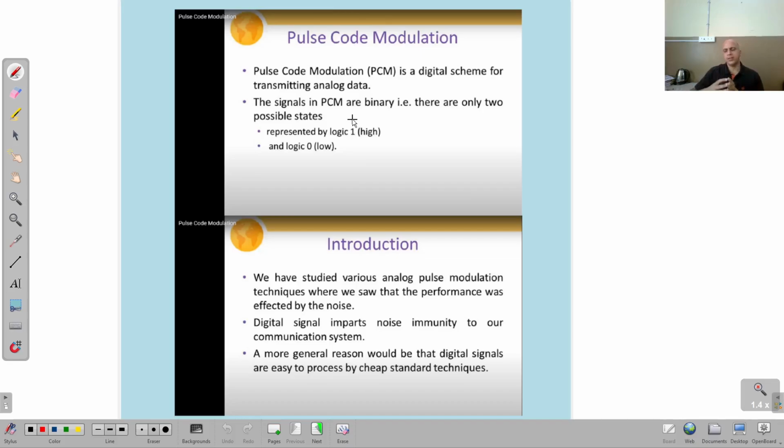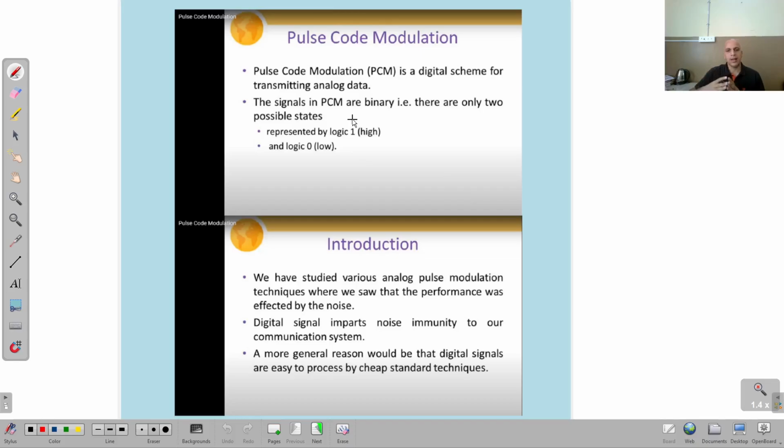We have already studied the different pulse modulation techniques earlier. They were analog in nature, right? You have studied pulse amplitude modulation, pulse width modulation, pulse position modulation, but all of them were analog modulation techniques, and these were very prone to noise. So that's why we prefer this digital modulation technique, called pulse code modulation, right?